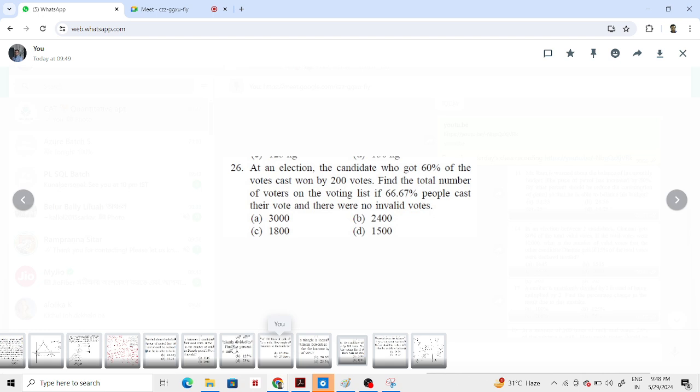So it is said that 66.67% of the people cast their vote. So if I take the total number of voters to be, is it convenient to take X or 1000? If I'm doing X, it becomes a bit complicated.